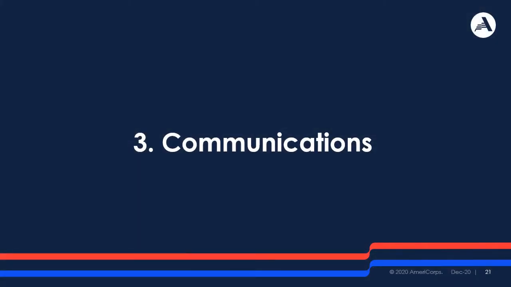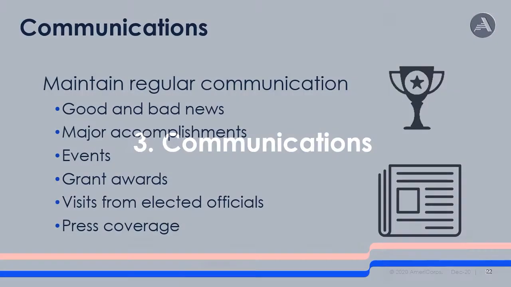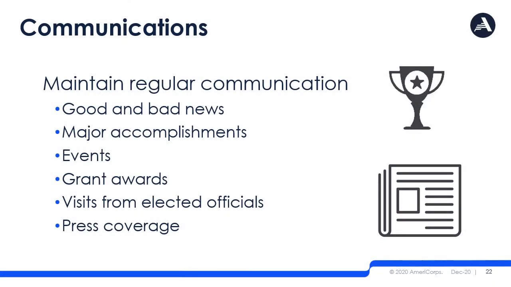Sponsors have several responsibilities related to communications, both with their AmeriCorps regional office and with the public. First is maintaining regular communications with your AmeriCorps regional office about your project, whether the news is good or bad. By communicating openly and regularly, you position them to best support you. Alert your AmeriCorps regional office to major accomplishments and events like grant awards, visits from elected officials, and press coverage.